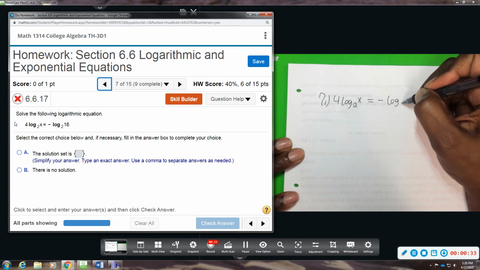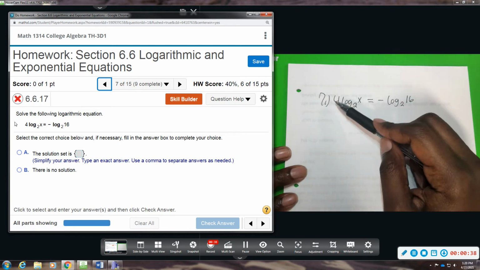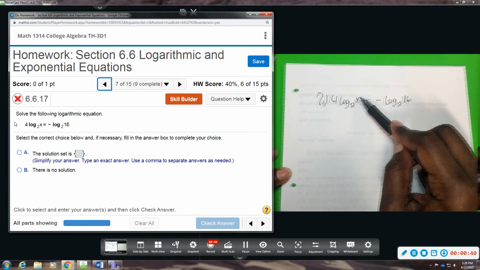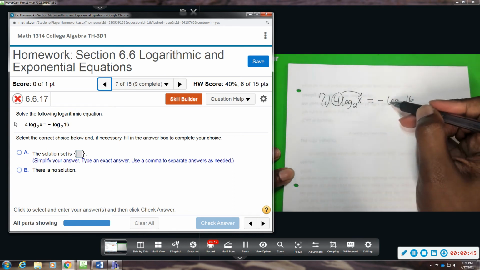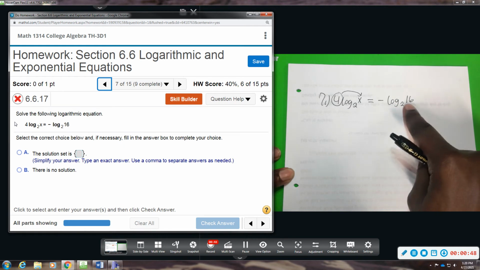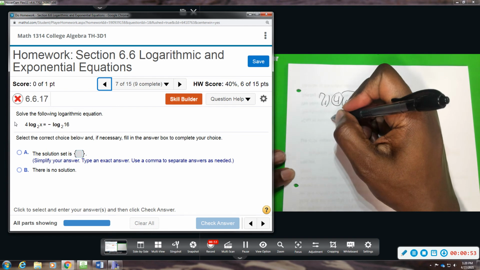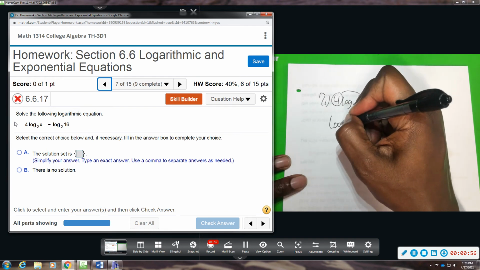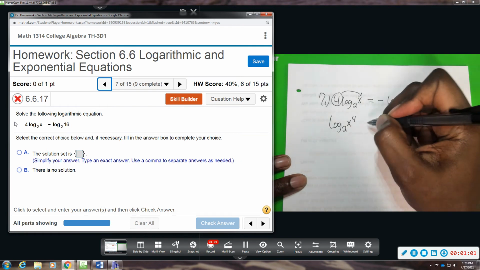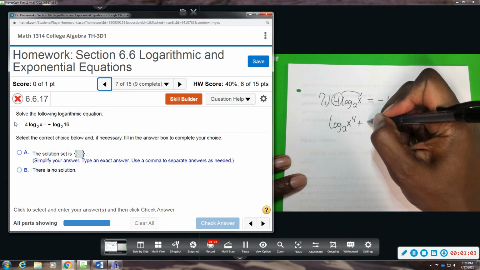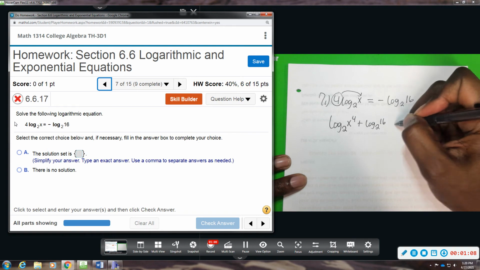log base 2 of 16. So I'm going to do a couple things. I'm going to bring this 4 up as an exponent. And I'm also going to add to move this log base 2 of 16 to the other side. So I'll be left with 0 over here. So I'm rewriting this expression as log base 2 of x to the 4th plus log base 2 of 16 equals 0.